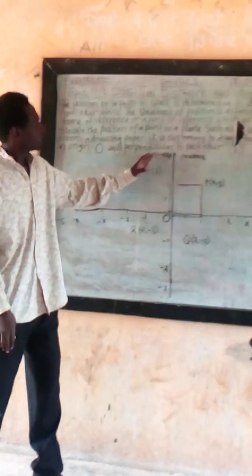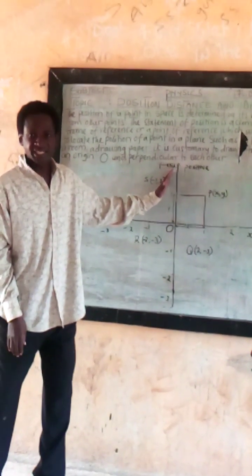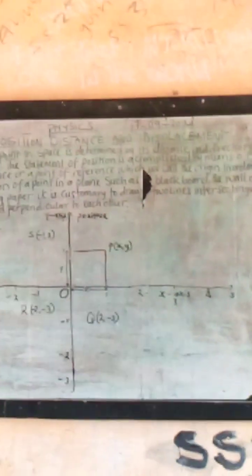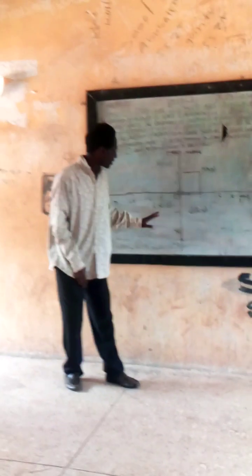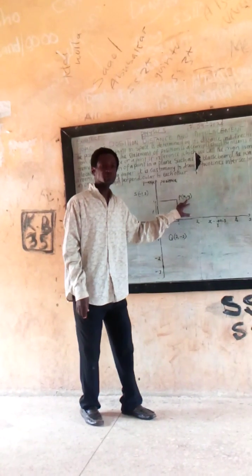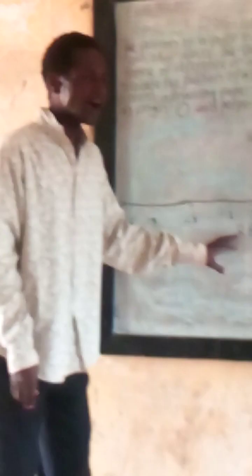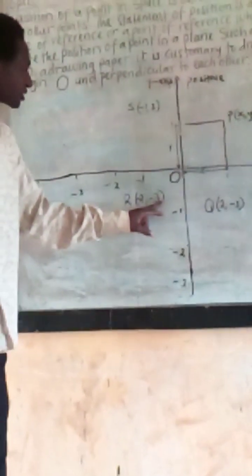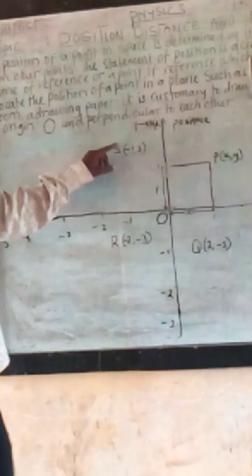For instance, this is the y-axis, which is the vertical line, and the x-axis, which is the horizontal line. And we have the points P, Q, R, and S. The point P is x1 and y1, while the point Q is 2 and minus 3. The point R is minus 2 and minus 3, while the point S is minus 1 and 3.